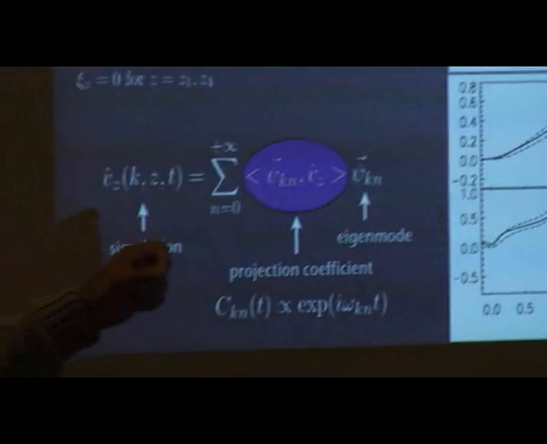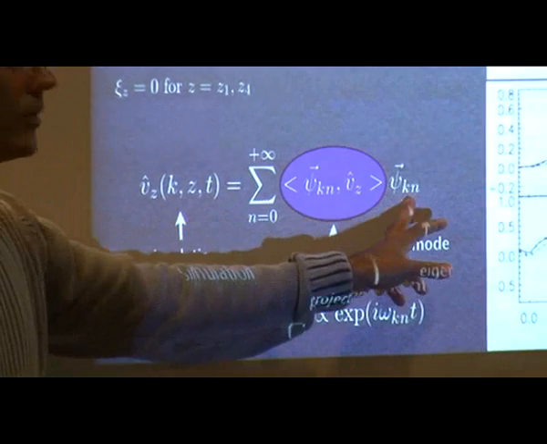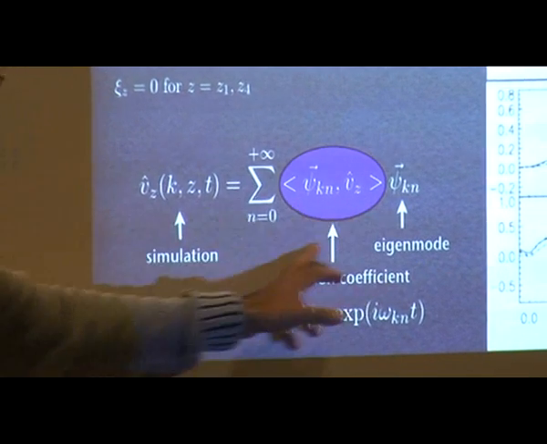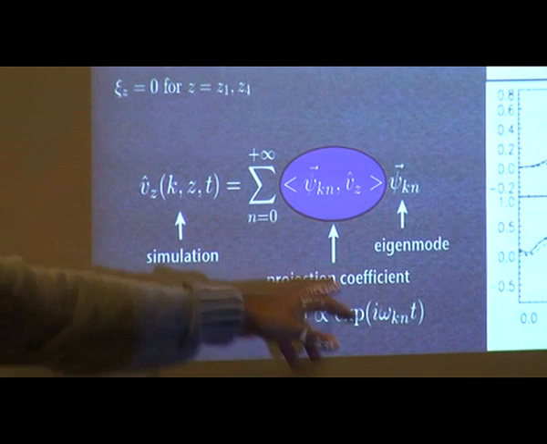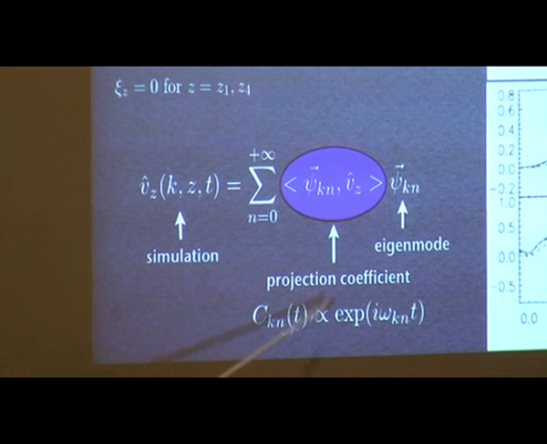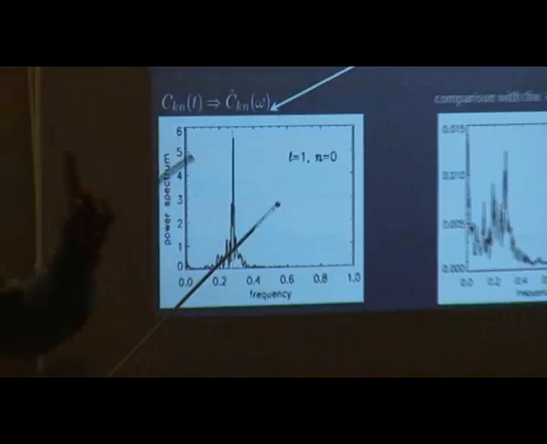We take the velocity field of the simulation and we project this velocity field onto the eigenvector. And we get the amplitude coefficient, which is called the projection coefficient. And for example, if the mode omega_kn propagates, it means that this coefficient should behave as exponential of i omega t, as a normal mode. So this coefficient is complex.